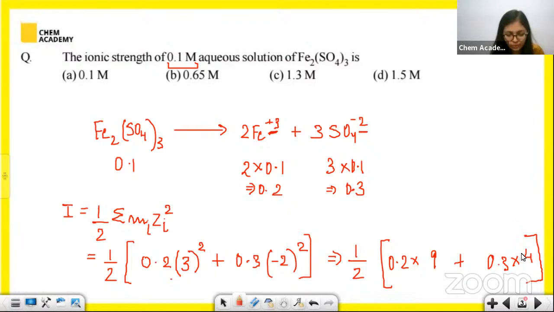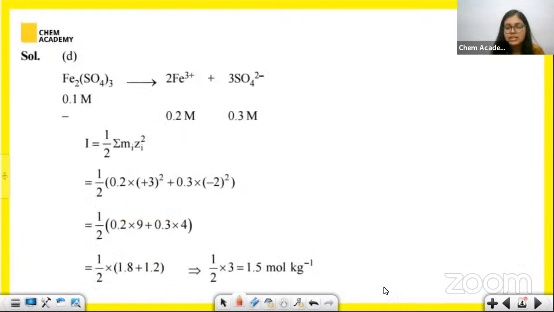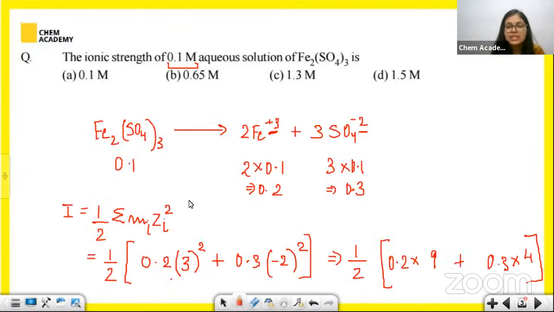Okay. Ayushi says that the answer is option D. Shikha Singh also says D. Ayushi also says the answer is D. Raj Gupta says the answer is D. Let us see. Yes, the final answer comes out to be 1.5. All of you are correct. Very good. So this is how we can use this formula to calculate the ionic strength.